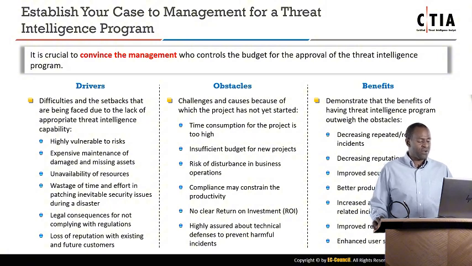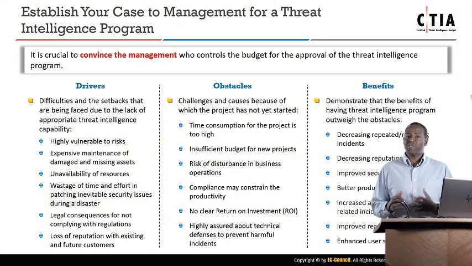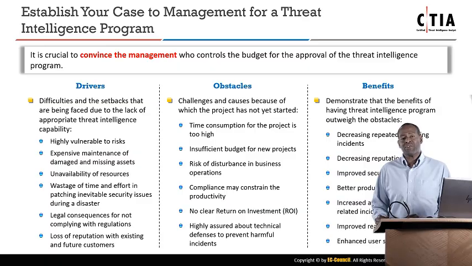Wastage of time and effort in patching inevitable security issues during a disaster. So what can happen is your organization can end up spinning its wheels. Why? Because the organization is not prepared for certain types of incursions. And even a medium incursion into your organization by a threat actor could cause a major disaster.